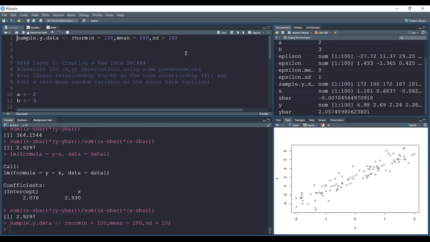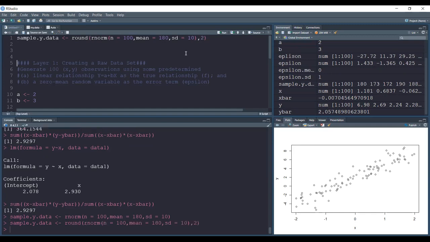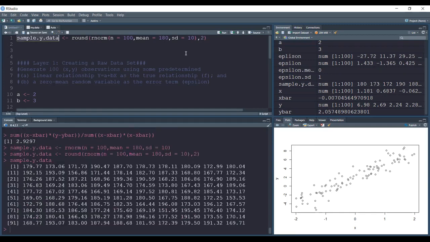Is there a way I can round to 2 decimal places? If I write round, it's just easier to have the data this way. Okay, so these are our 100 observations. We can do a histogram, which is a great way of summarizing data usually.